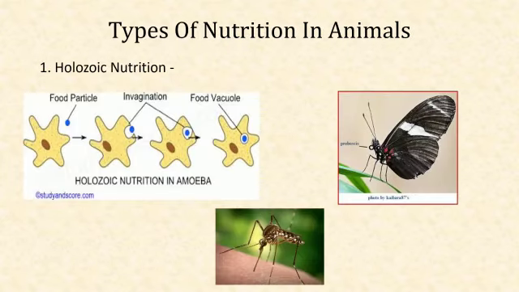Types of nutrition in animals. First, holozoic nutrition. Holozoic nutrition is merely taking food in through the mouth. Amoeba does not have organs like hands or mouth. It can take in food through any part of the surface of its unicellular body. It surrounds the food particle from all sides to take it into the cell. The food is digested with the help of different enzymes.